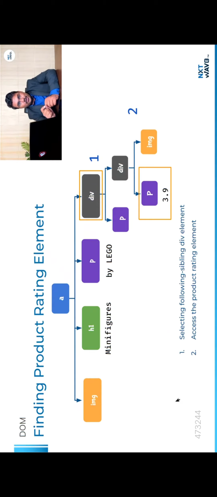Always remember, when you're programmatically trying to validate things, you need to be very specific and specifically tell our program which particular element to locate. So now we'll need to access the product rating element.